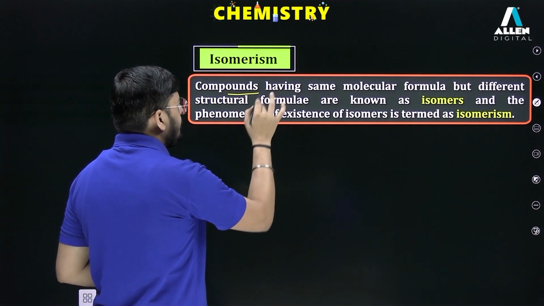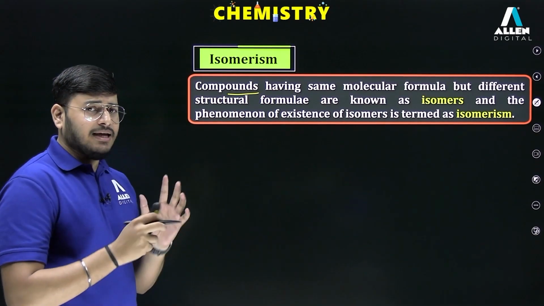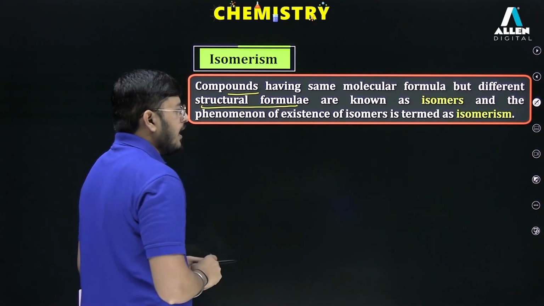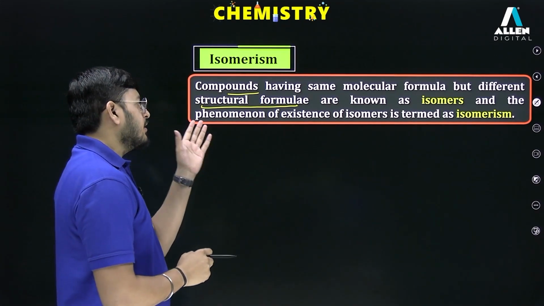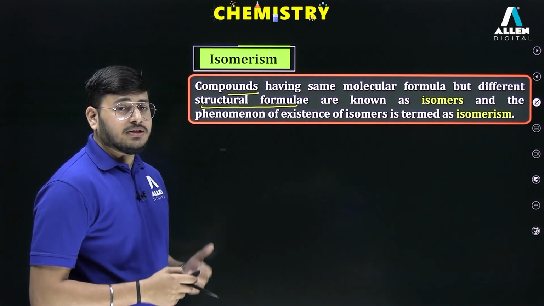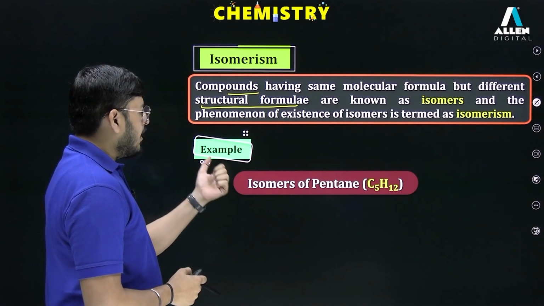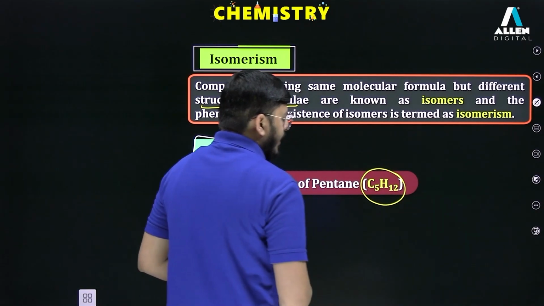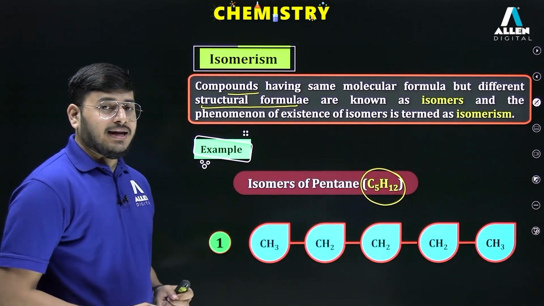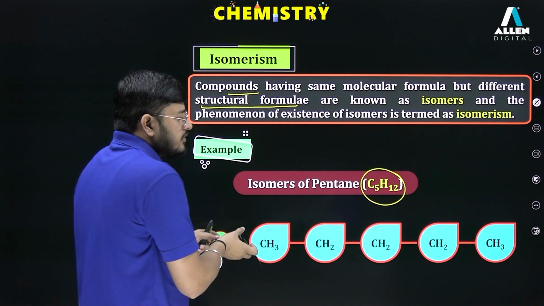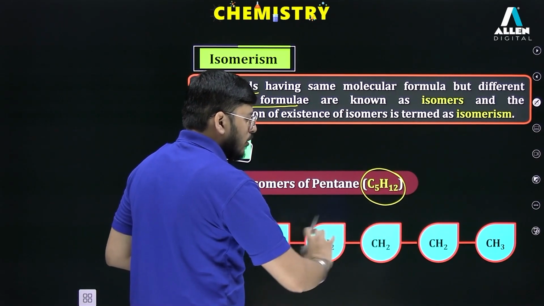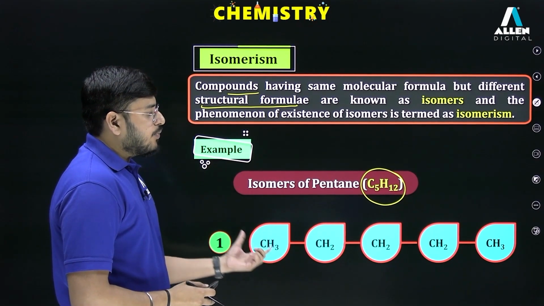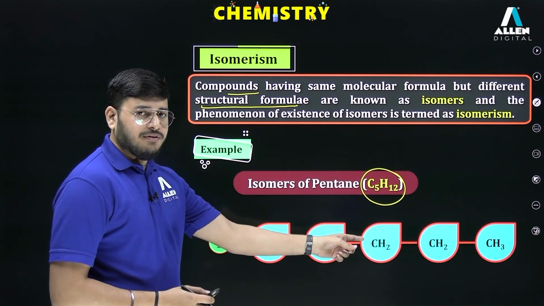Isomerism is basically a phenomenon in which compounds having the same molecular formula but different structural formulas are known as isomers, and the existence of these isomers is called isomerism. The example we are taking is pentane, which has the formula C5H12. So how can we connect this C5H12? We can connect it in a straight chain, in which all the carbons are connected in a straight manner. So this is one formula, in which the molecular formula is C5H12.